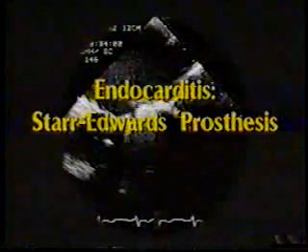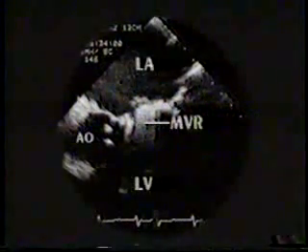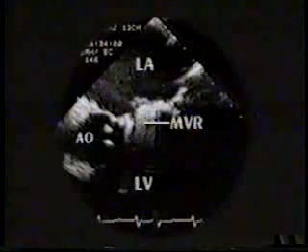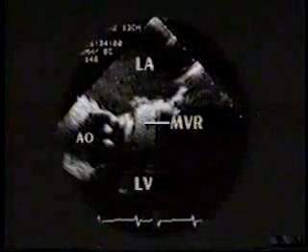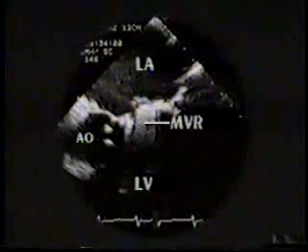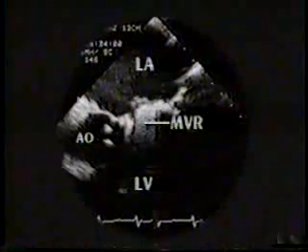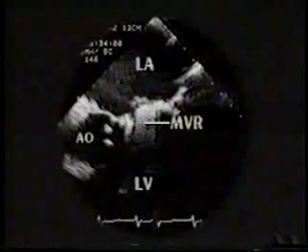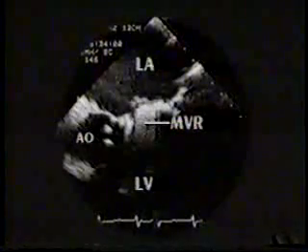This 64-year-old female developed Staph aureus endocarditis 19 years after implantation of a Starr-Edwards mitral prosthesis. Surface echocardiography did not reveal any vegetations. Therefore, a transesophageal study was performed.